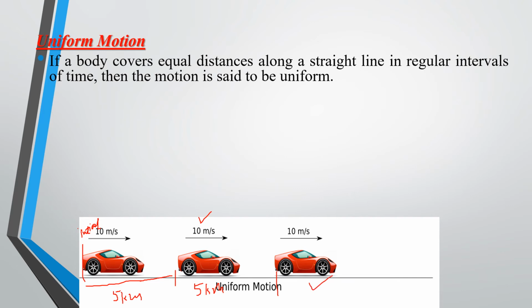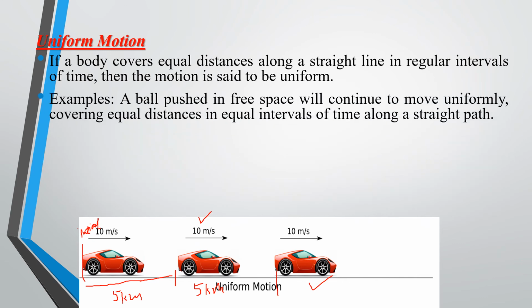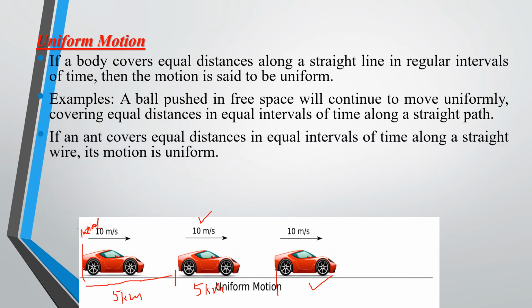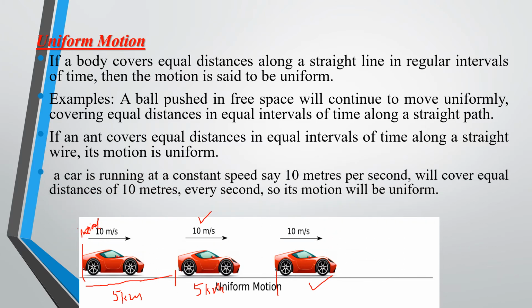A body that covers equal distances along a straight line in regular intervals of time is said to be in uniform motion. For example, a ball thrown in free space will continue to move uniformly, covering equal distances in equal intervals of time along a straight path. If an ant covers equal distances in equal intervals of time along a straight wire, we call its motion uniform motion. And a car running at a constant speed, say 10 meter per second, will cover equal distances of 10 meters every second. So its motion will be uniform.